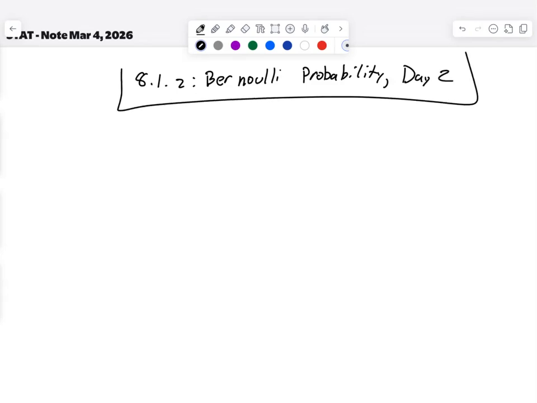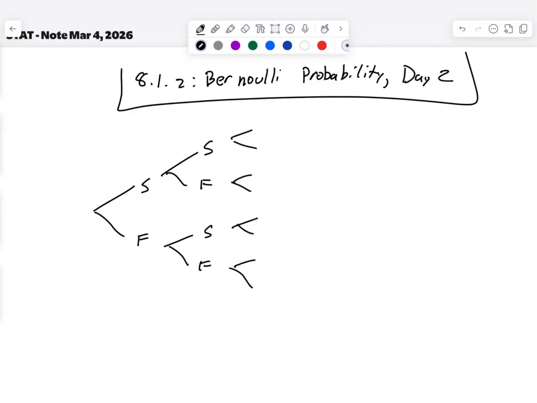So basically we are talking about problems that are similar to when we had tree diagrams where it was like success, fail, success, fail, success, fail. Bernoulli is the name of the mathematician who created this. I can keep going, and we can do more and more branches.